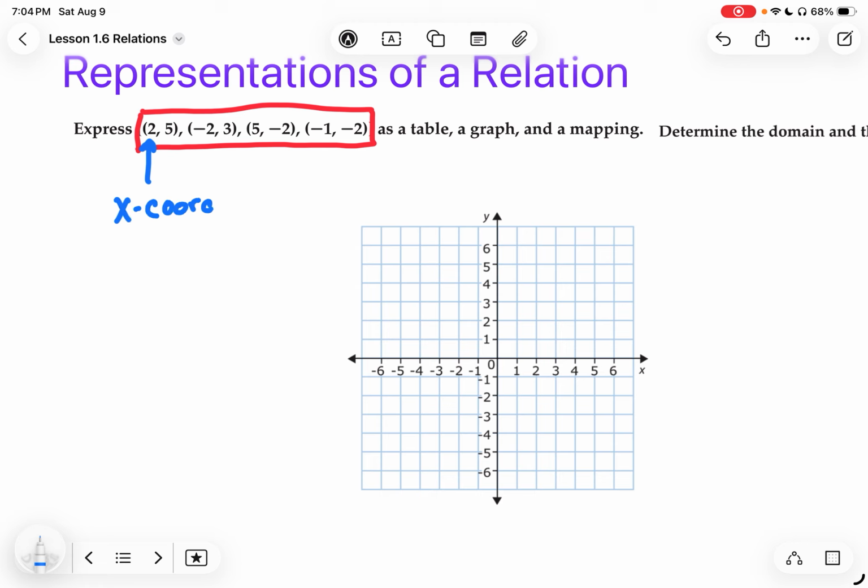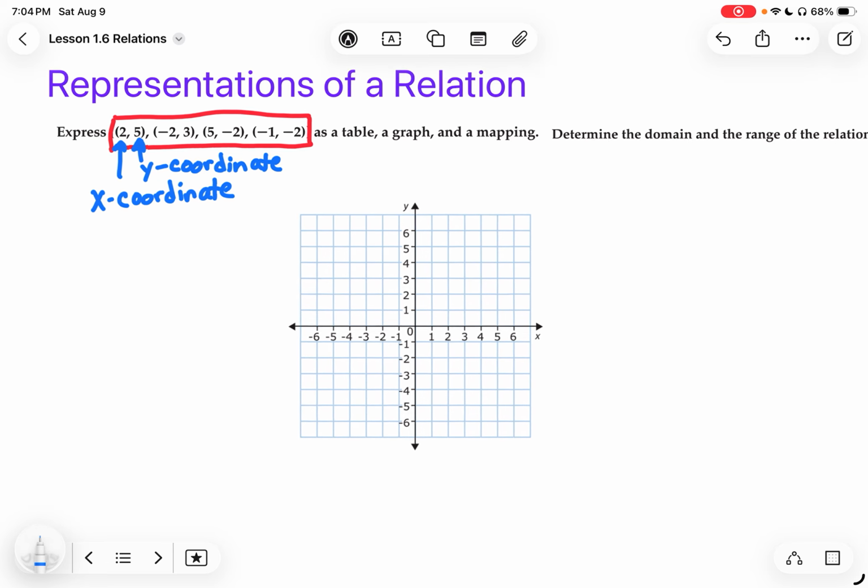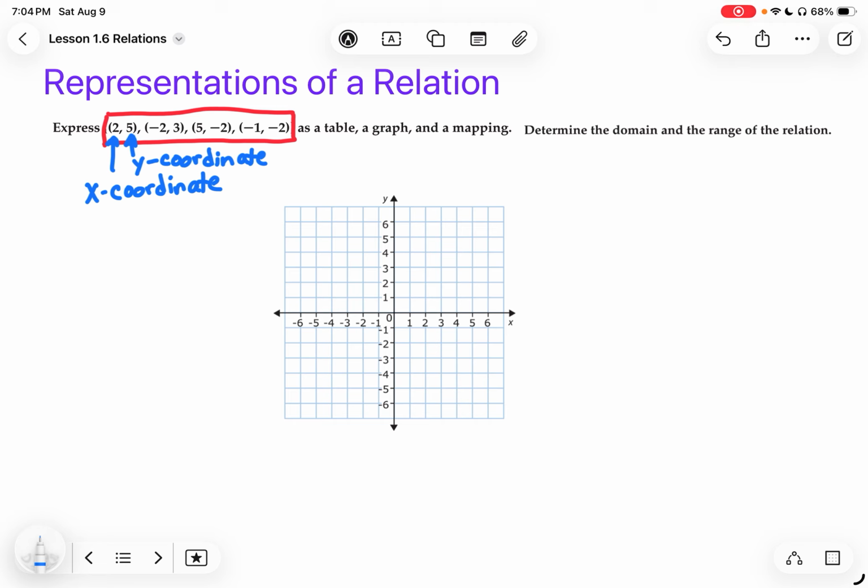And this tells us the location of the point in a coordinate plane horizontally, so left and right. So this first ordered pair, 2, 5, means that it will be 2 units to the right. And then the second number is the y coordinate. And the y coordinate tells us the location vertically, up and down. And so what we're going to do is take this relation, and a relation, again, is just a set of ordered pairs.